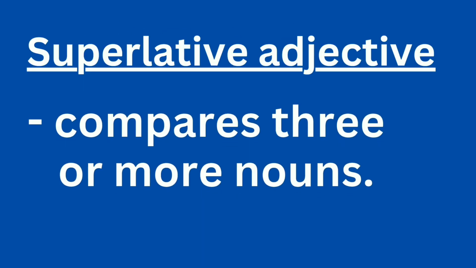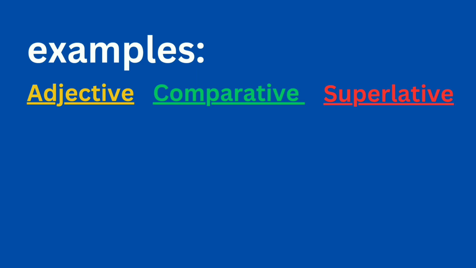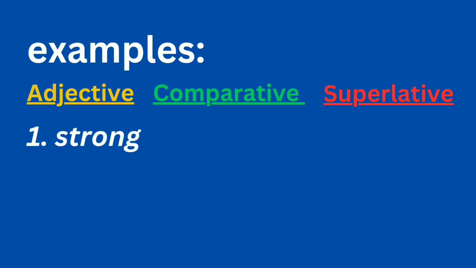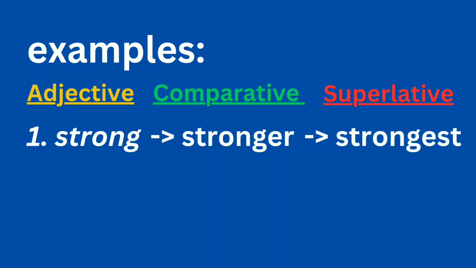Superlative adjective. It compares 3 or more nouns. Let's see the examples below. Strong, the comparative of strong is stronger. And the superlative is strongest.